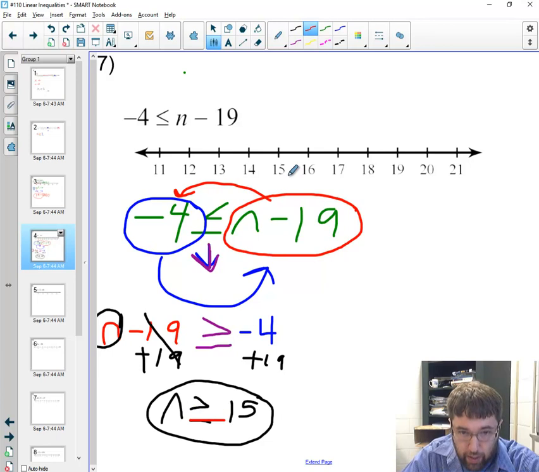Because of this line right here, it's a solid dot on 15. And because of this, I point to the right. And that's it.